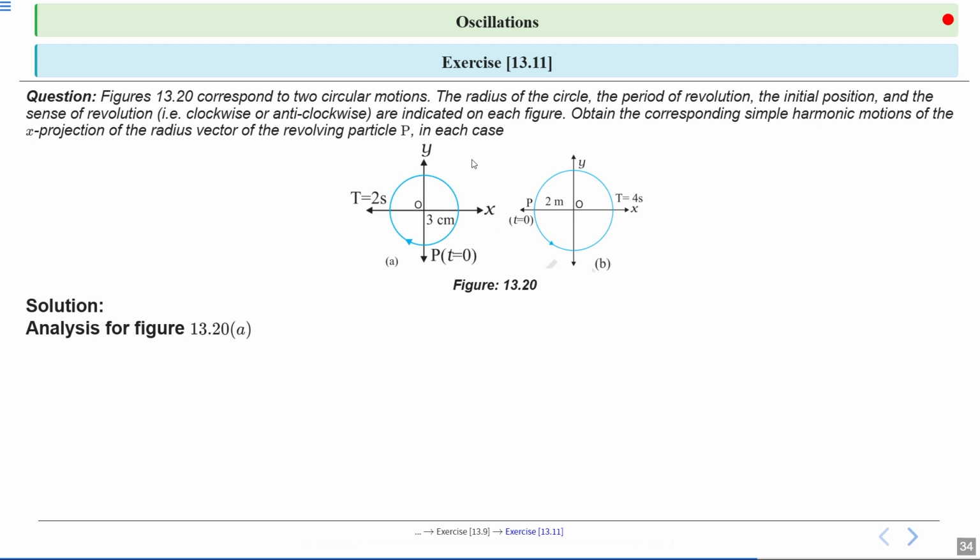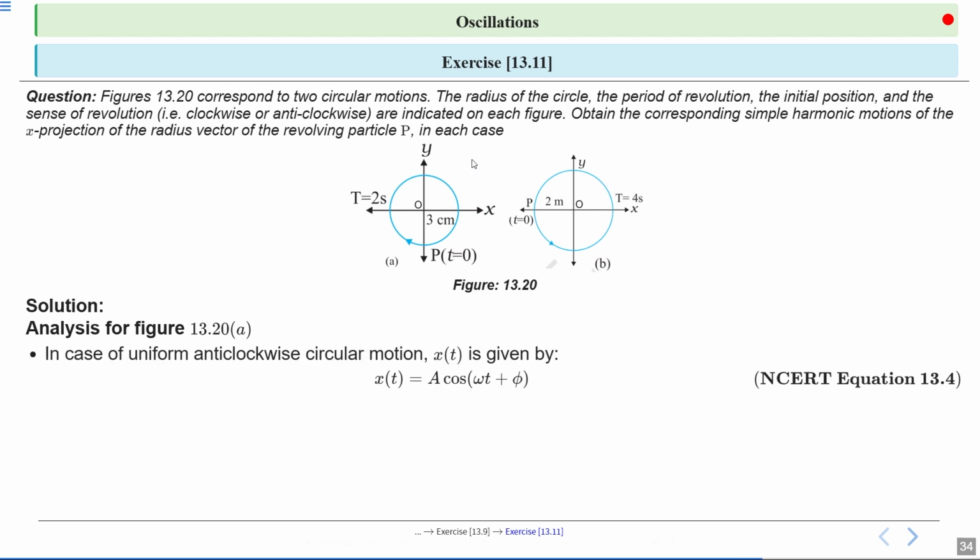Here we are focusing on the details of the first circular motion. Direction of revolution, the radius and initial position. These factors will determine the equation for the x projection, which is what gives us SHM. It's important to connect the motion around the circle to the back and forth motion along a straight line.